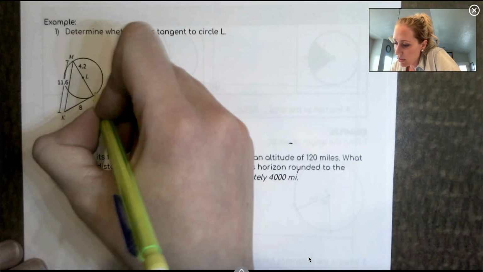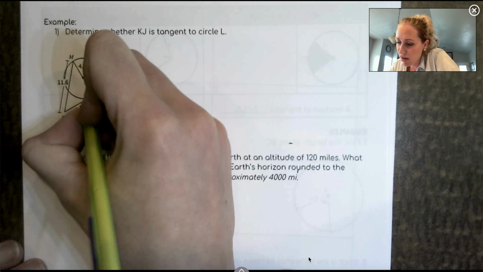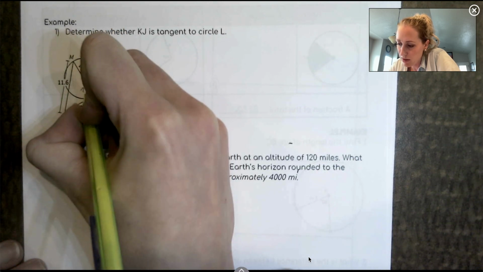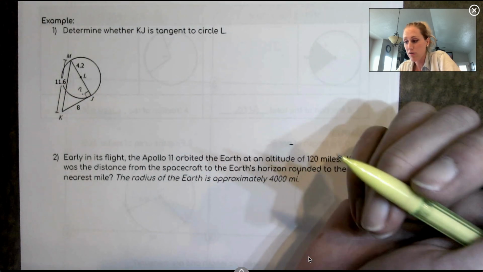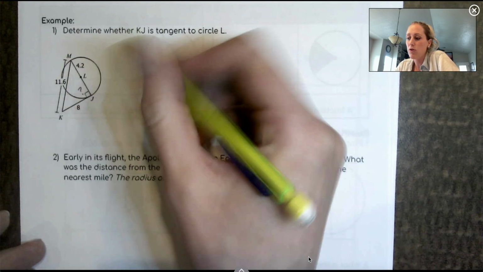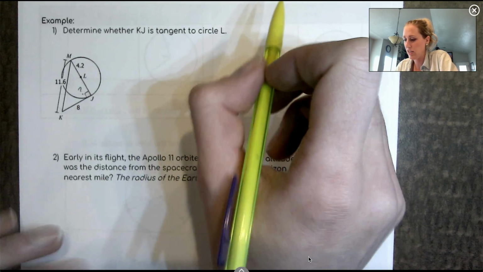So, okay, KJ is tangent. So this is a radius, L to J. So basically I'm asking, is this a right angle? So I'm going to put right angle with a question mark. We don't know that for sure at this point. That's what they're asking us to basically verify. If I can show that's a right angle, then yes, KJ is tangent. If it's not a right angle, it's not tangent.